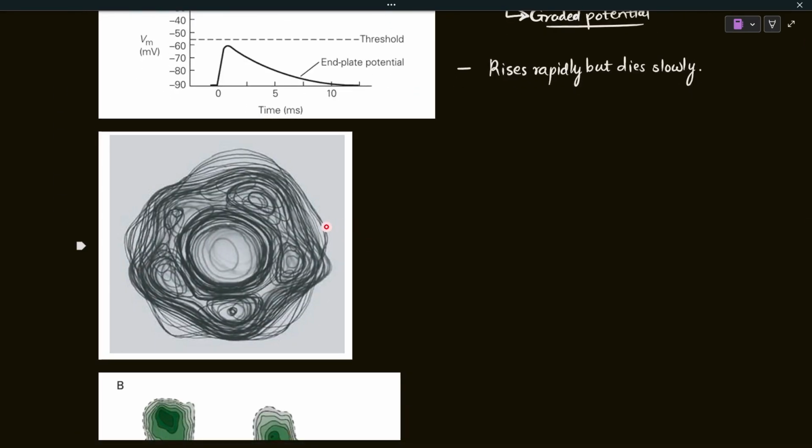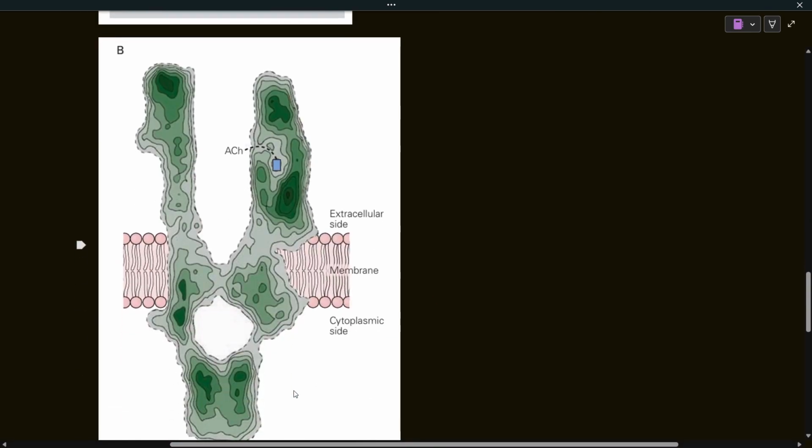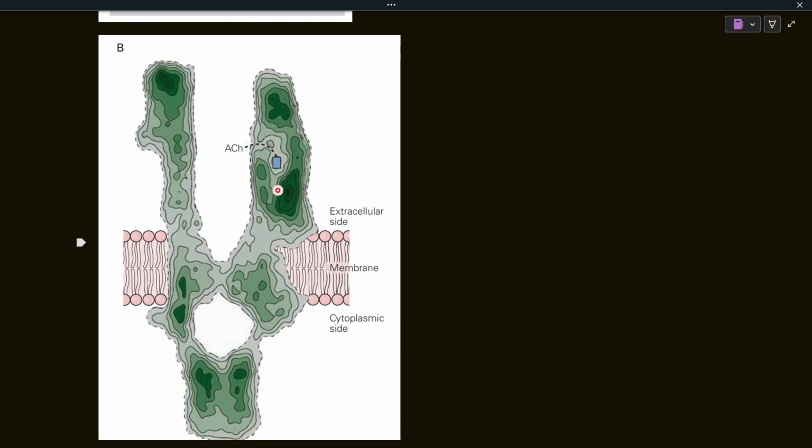Well, this is a picture of how the acetylcholine receptor looks when you visualize it from above. This is a low resolution electron micrograph of the acetylcholine receptor from the side view. Here you can see the lipid bilayer, and this is the acetylcholine receptor. Through this crack, the acetylcholine molecule slips through, and it binds to the receptor.